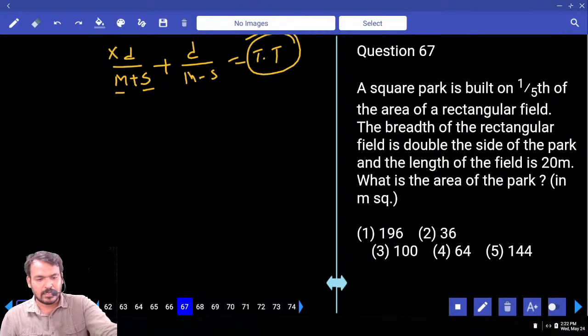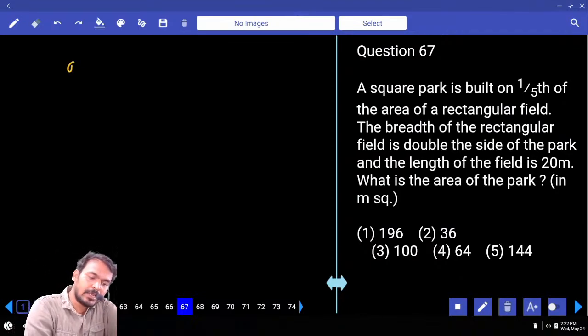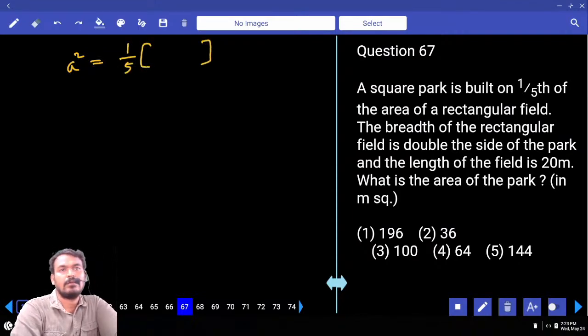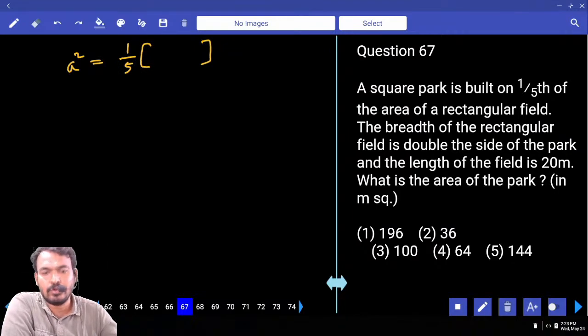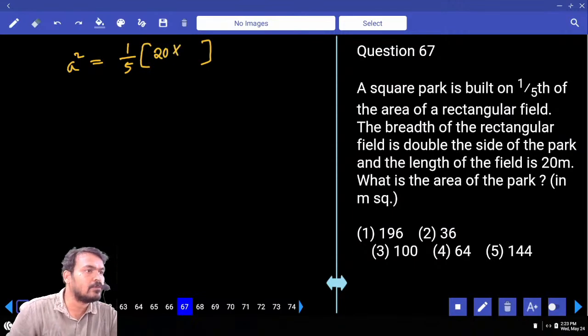Question number 67. A square park is built on 1/5 of the area of the rectangular field. The breadth of the rectangular field is double the side of the park, and the length of the field is 20 meters. What is the area of the park? First, area of the park means a square, that is equal to 1/5 of which one? Area of the rectangle. What is the rectangle area? L into B. L is given how much? 20.